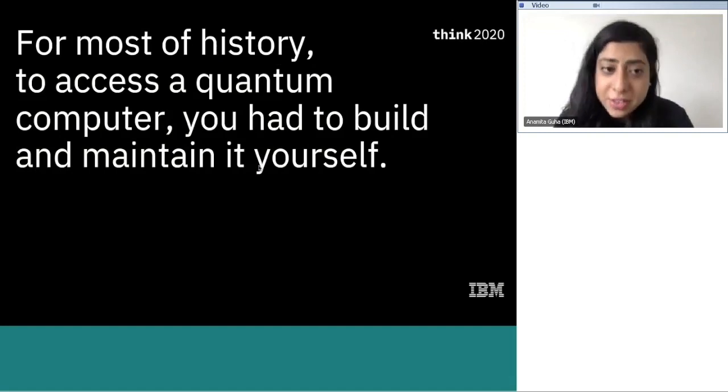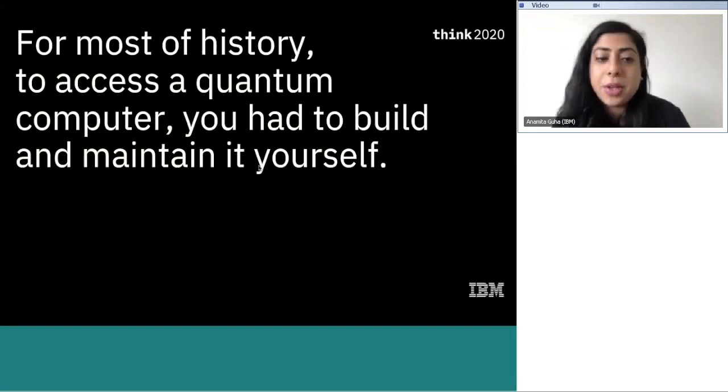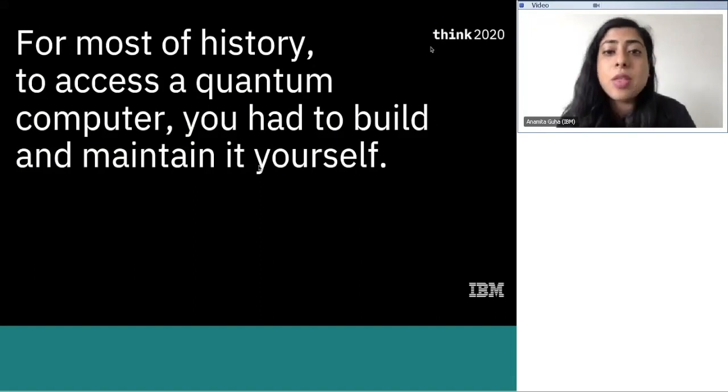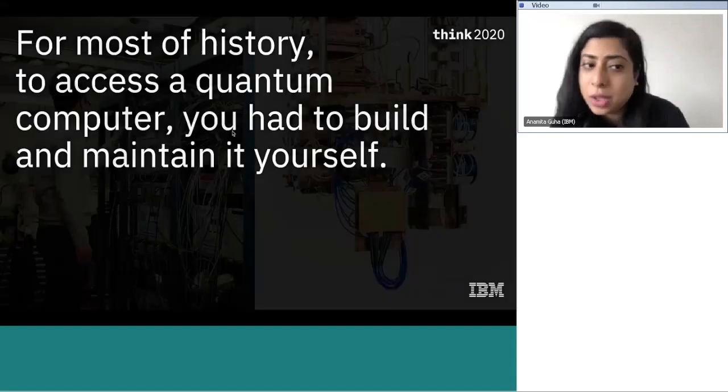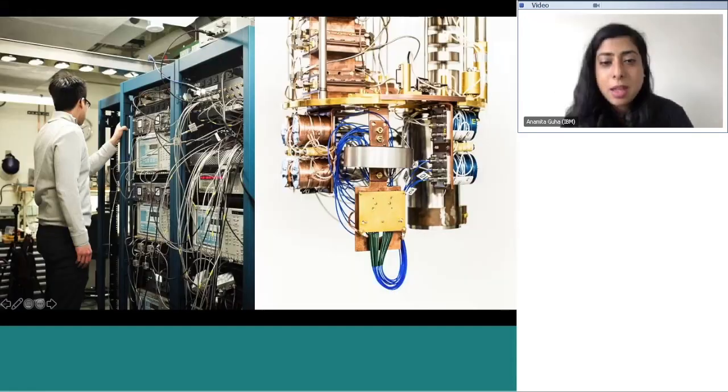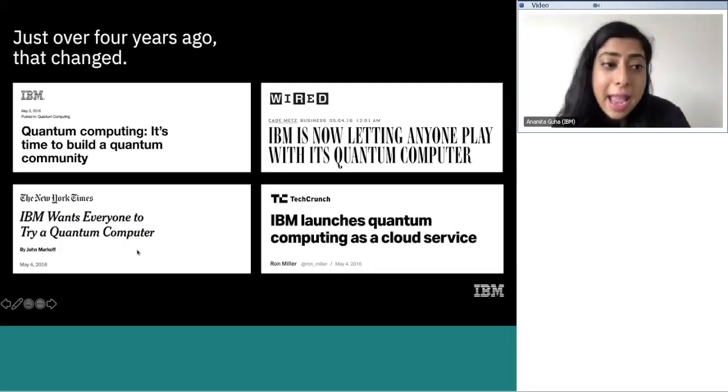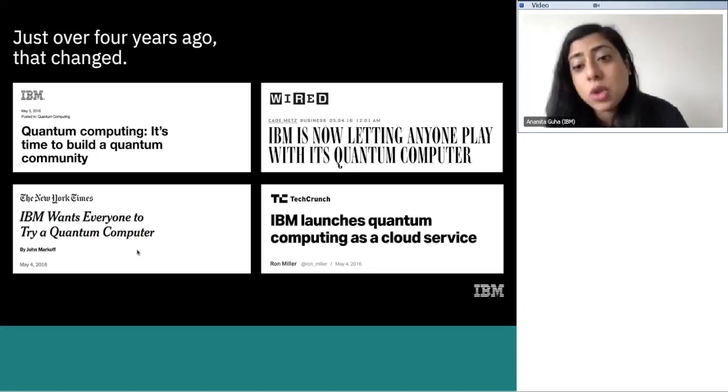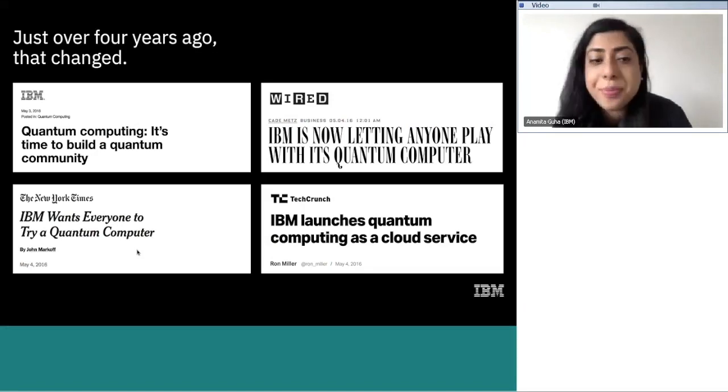So for most of history, to access a quantum computer, you had to build it and maintain it yourself. And the only way you'd be able to do it is if you had access to an academic research lab, and it looked something like this. But just over 4 years ago, that changed, and IBM put quantum computers on the cloud that everyone can access and which you will learn how to access today.